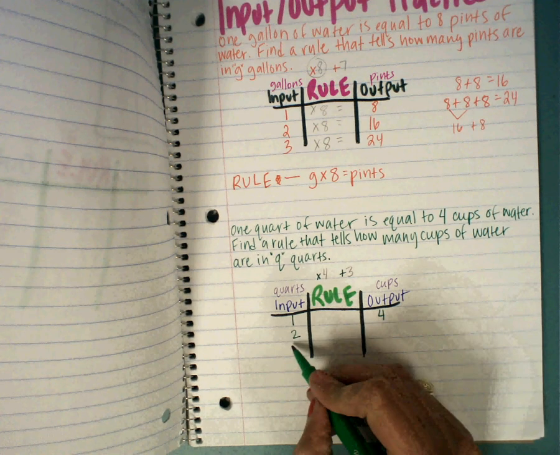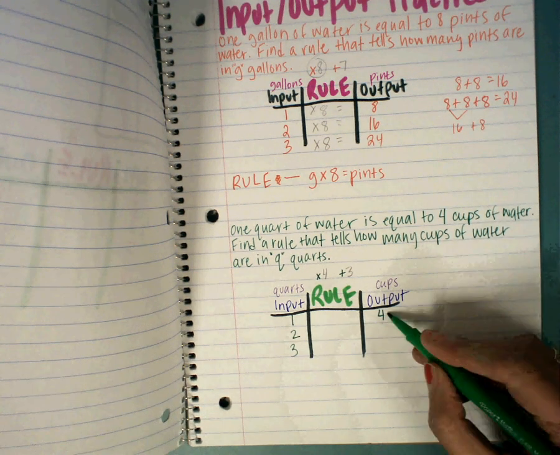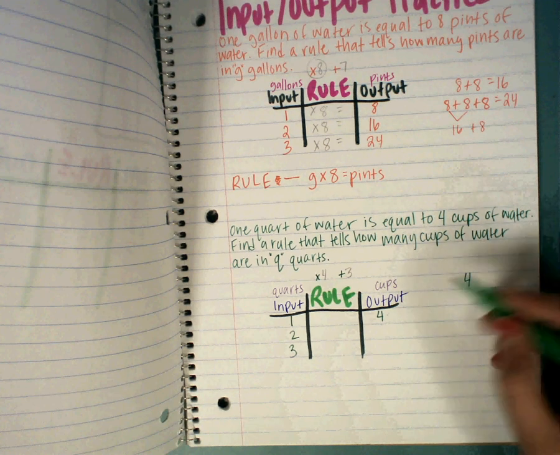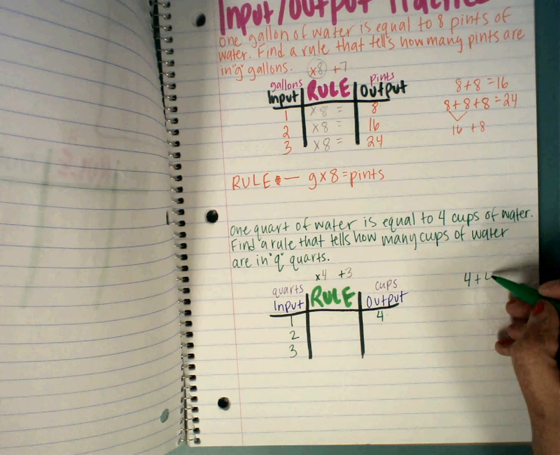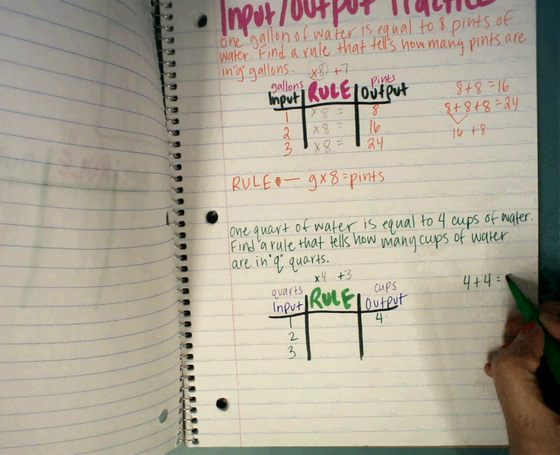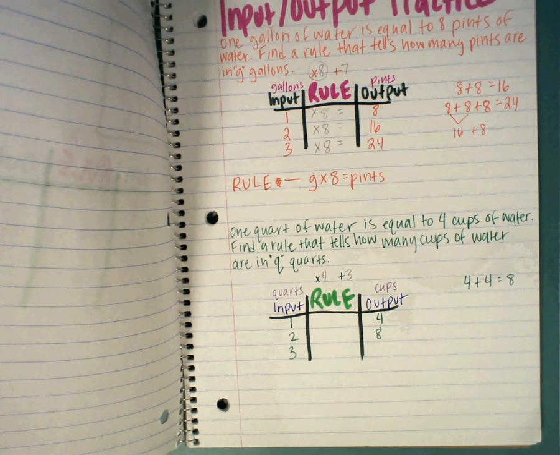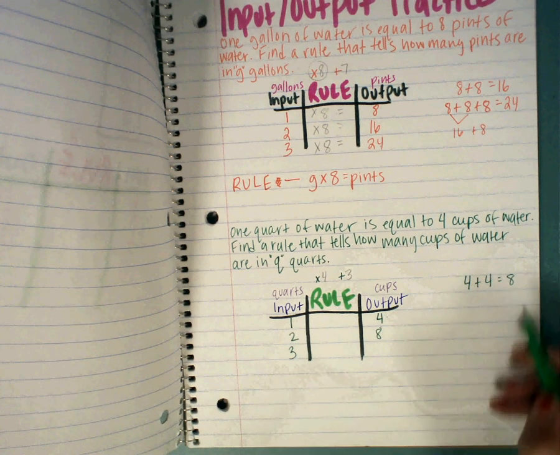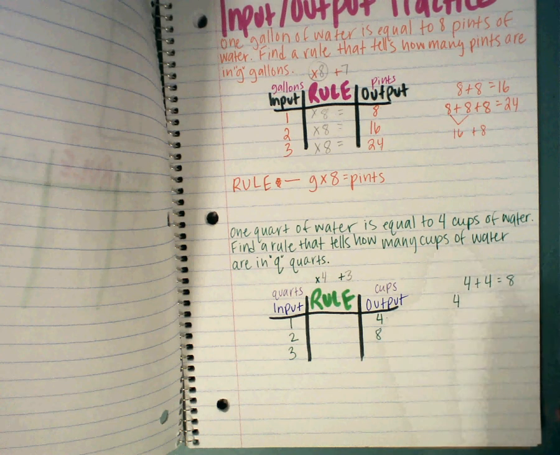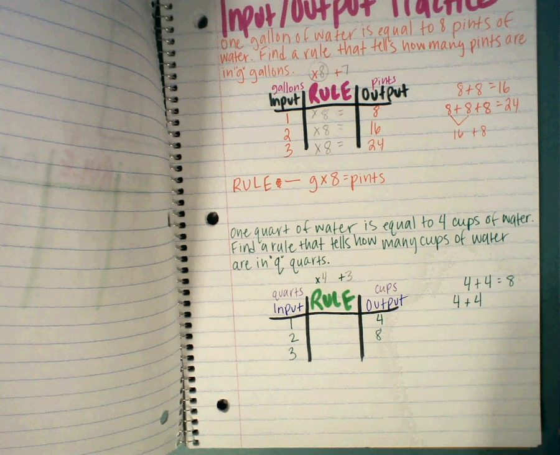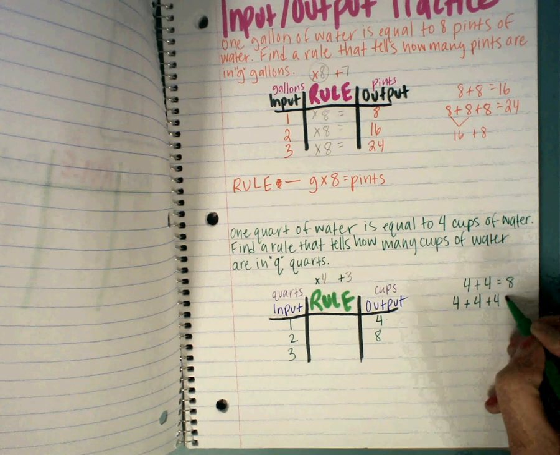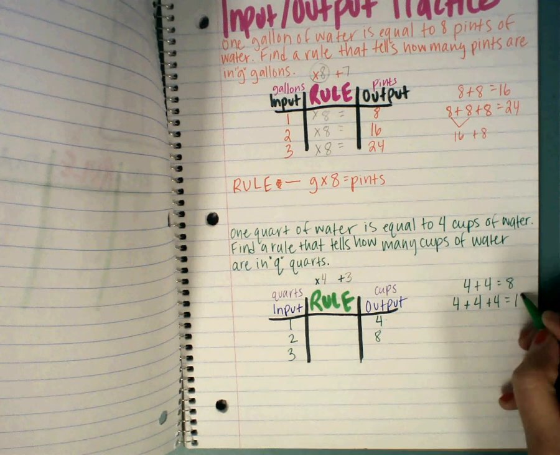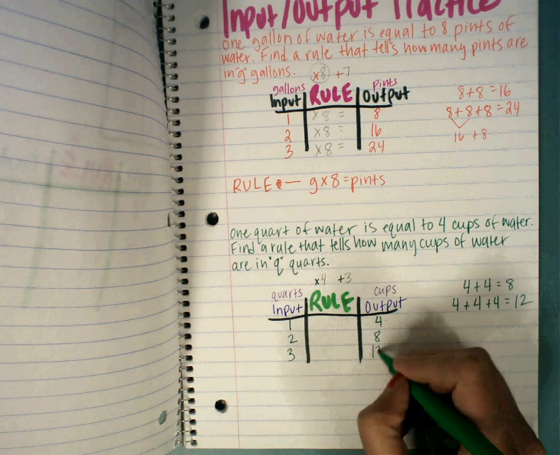So again, let's do what we did before. If I had 2 quarts or 3 quarts, 2 quarts would mean that I add 4 cups twice, right? I have 4 cups for the first quart plus 4 cups for the second quart, and that would be 8. Okay? For 3 quarts, well, that would mean that I have 4 cups for the first quart, 4 cups for the second quart, 4 cups for the third quart, and that would be 12, right?